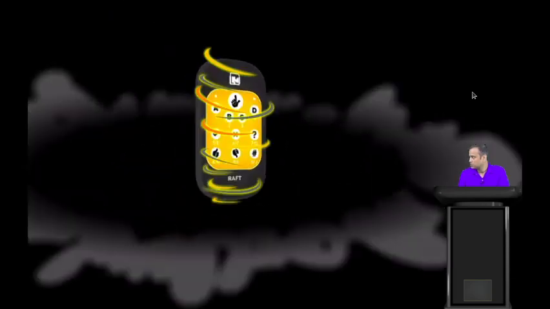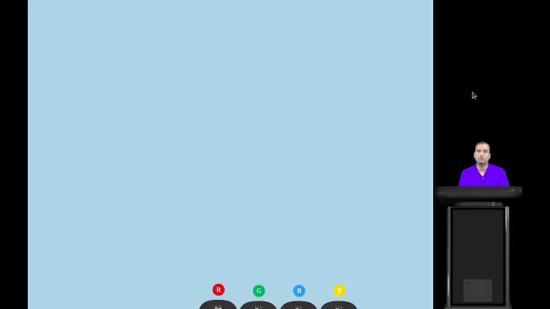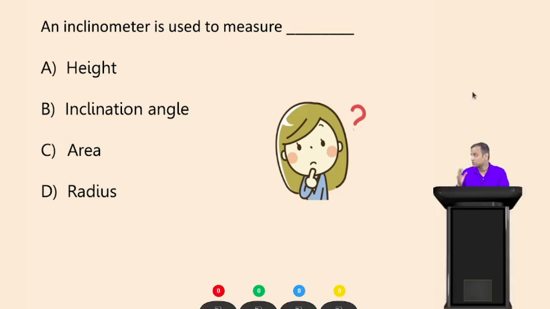Okay class, now it's question time. Use your rough notebook and pen and solve this one. An inclinometer is used to measure. I think you studied about this in the previous lecture. You can give the answer and your time starts now. An inclinometer is used to measure dash: A, B, C, D. What is measured by an inclinometer?